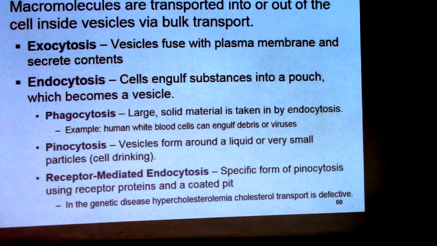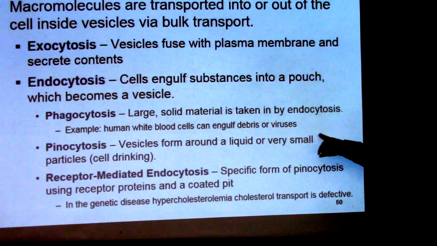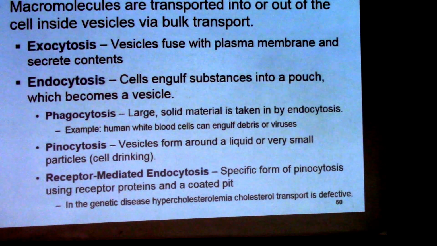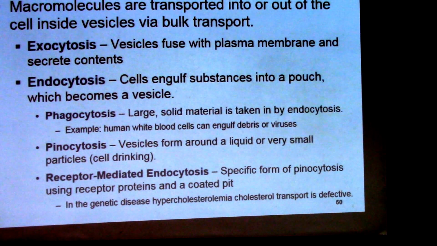Pinocytosis is a small mechanism in which the cells eat things from outside of the cells. If they're present on the outside, they enclose them, they bring them inside.